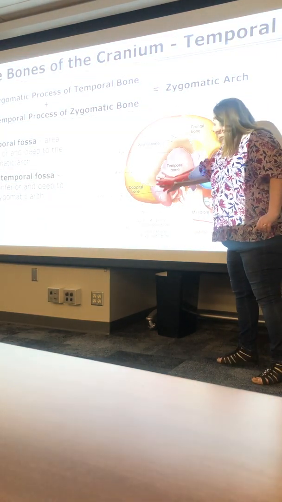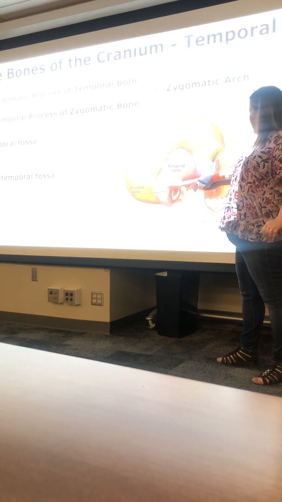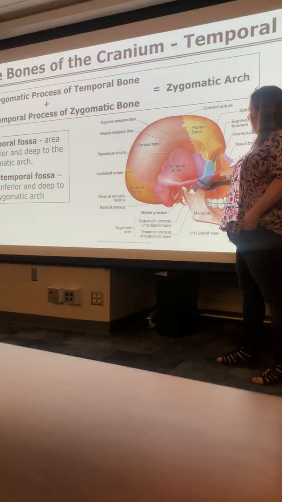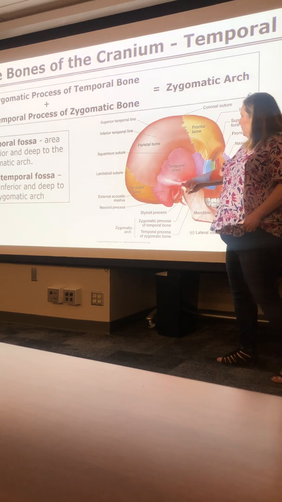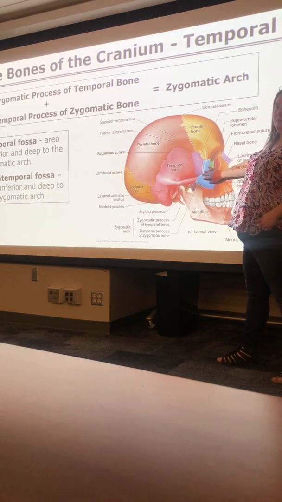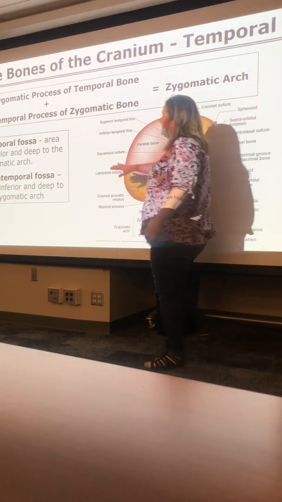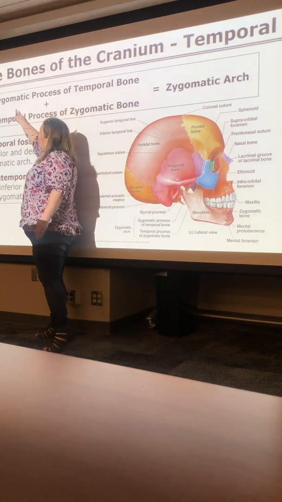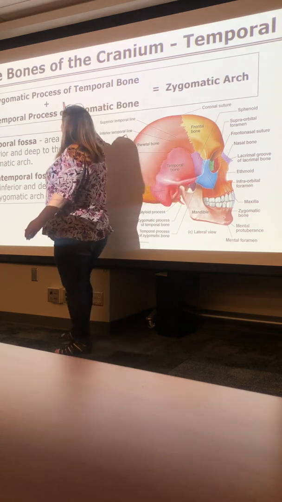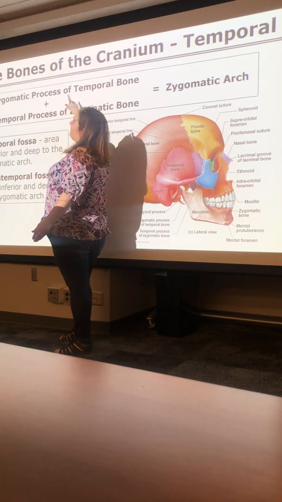So here's your temporal bone. We're looking at this anterior extension of the bone here. This is going to be the zygomatic process of the temporal bone. The zygomatic process of the temporal bone meets up with the temporal process of the zygomatic bone. And the zygomatic bone is one of the bones of the face. So really the process is being named after the bone it's going to articulate with. So the zygomatic process of the temporal bone meets up with the temporal process of the zygomatic bone.